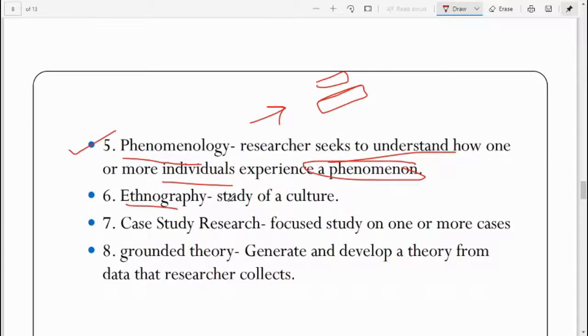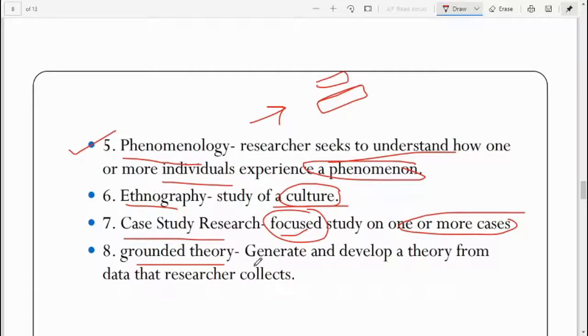Next is ethnography. Ethnography is simply the study of a culture, that you can study the culture of any community, any society, any pocket. So it comes under ethnography. Next, case study research. Case study research is a very focused research, a focused study of one or multiple cases. Next we have grounded theory.